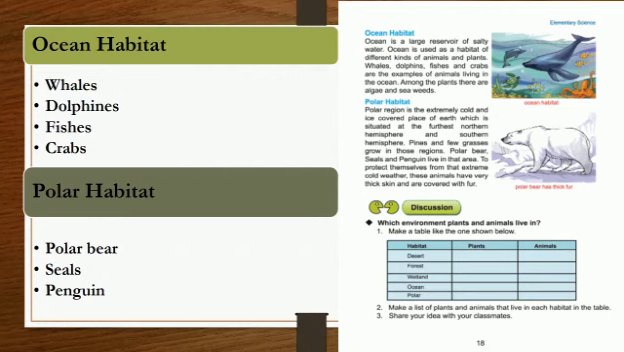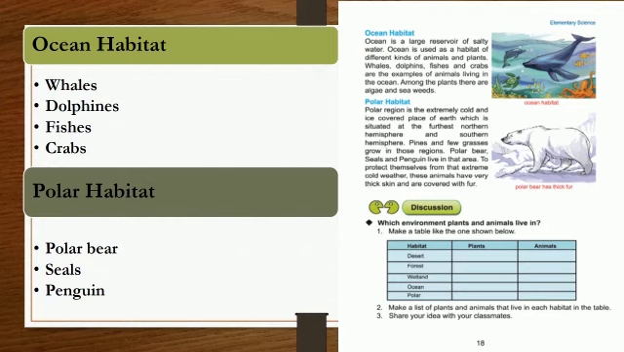The next point is polar habitat. Polar is basically a place which is extremely cold and covered with ice. This is situated at the northern and southern hemisphere of the earth. This place is very cold and covered with ice. That is why normal kind of plants and animals cannot survive there. Only some specialist kind of plants and animals can survive there.